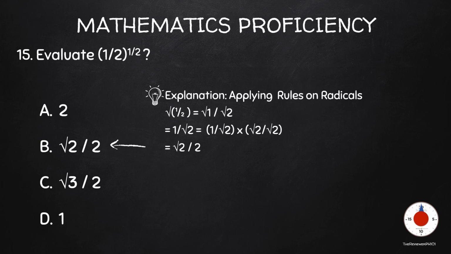Explanation: applying rules on radicals, square root of 1/2 equals square root 1 divided by square root 2, equals 1 divided by square root 2, equals 1 divided by square root 2 times square root 2 divided by square root 2, equals square root 2 divided by 2.